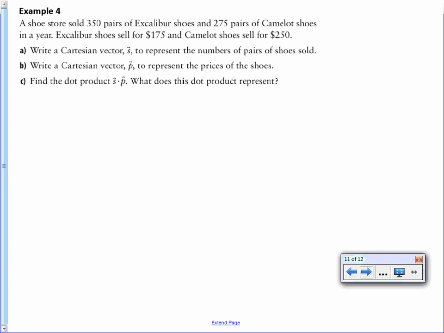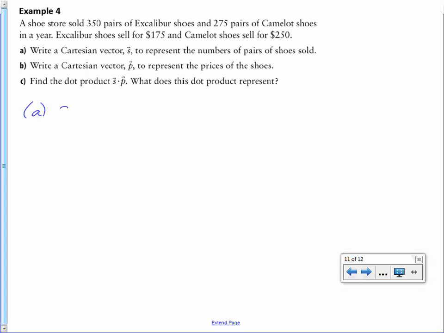Okay, this example is so contrived. We're still going to do it, but it's in the homework. You guys are going to laugh at it. It's like, why would you even answer this question this way? But it is: a shoe store sold 350 pairs of Excalibur shoes and 275 pairs of Camelot shoes in a year. Excalibur shoes sell for $175 and Camelot shoes sell for $250. Write a Cartesian vector S to represent the pairs of shoes sold.